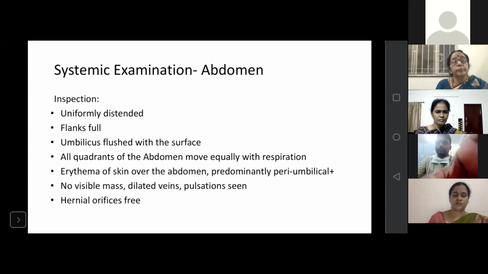Moving on to systemic examination. Examination of abdomen. On inspection, the abdomen looks distended uniformly. The flanks were full. Umbilicus was flushed with the surface. All quadrants of the abdomen moved equally with respiration. There was erythema of skin over the abdomen, predominantly peri-umbilical. There were no discharging sinuses over the skin erythema. No visible mass or dilated veins or pulsation seen over the abdomen. Hernial orifices were free.